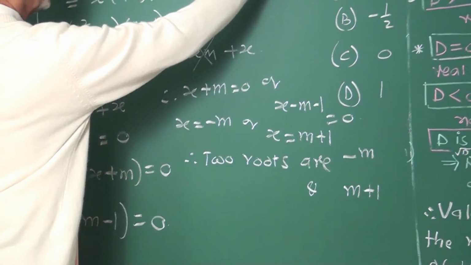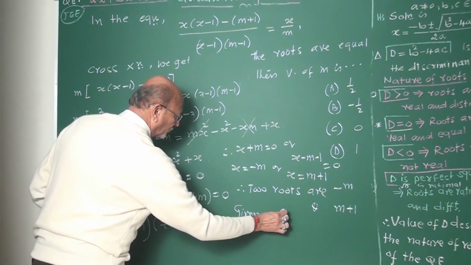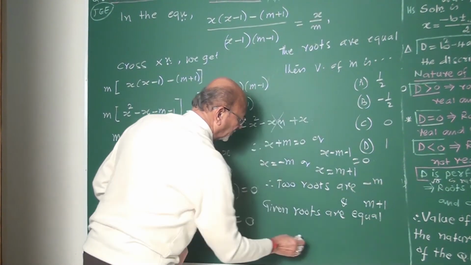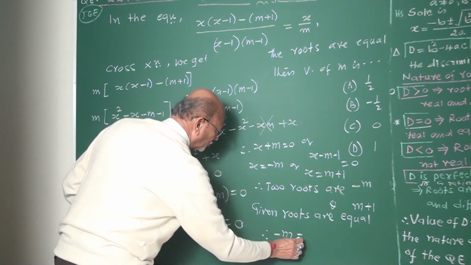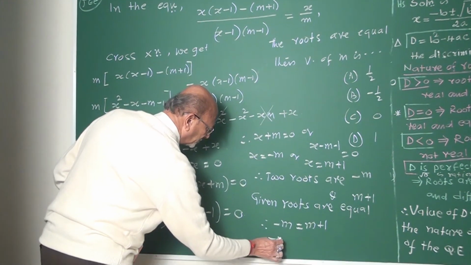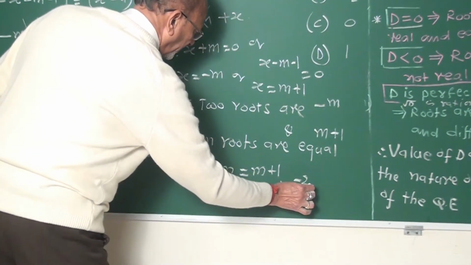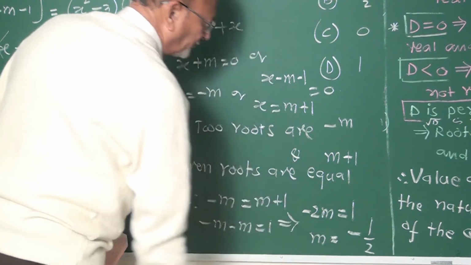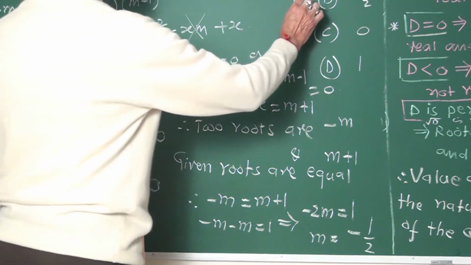But what is given, my friends? Roots are equal. Therefore, minus m equal to the other root, m plus 1. This side, that side, otherwise you bring. It is minus m minus m is 1. It is minus 2m equal to 1. Then what is the value of m? It is minus 1 by 2. M is minus 1 by 2. Look at the option. This is the correct option.